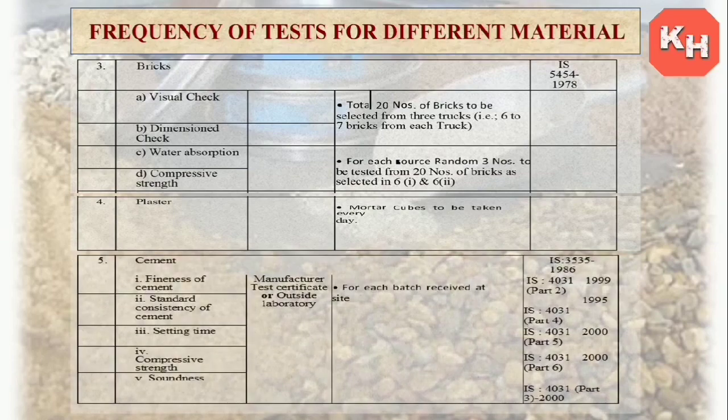For cement, the tests are fineness, standard consistency, setting time, compressive strength and soundness test. Manufacturer's test certificate or laboratory test is required, as well as for each batch received at site we need to do fineness of cement, standard consistency, setting time, compressive strength and soundness test. Every batch we receive at site, when we receive cement as 200 bags, 400 bags, 500 bags, whatever, or in bulk also.